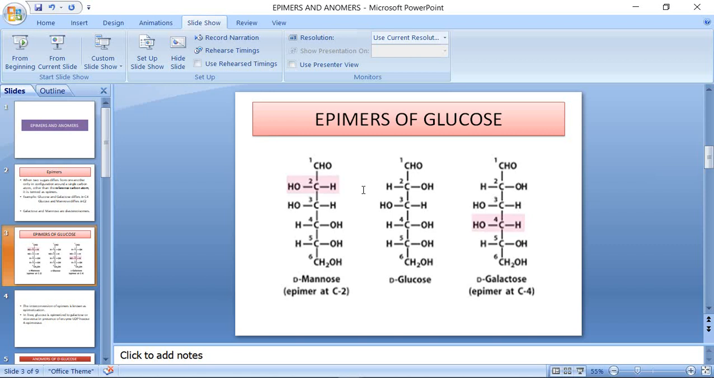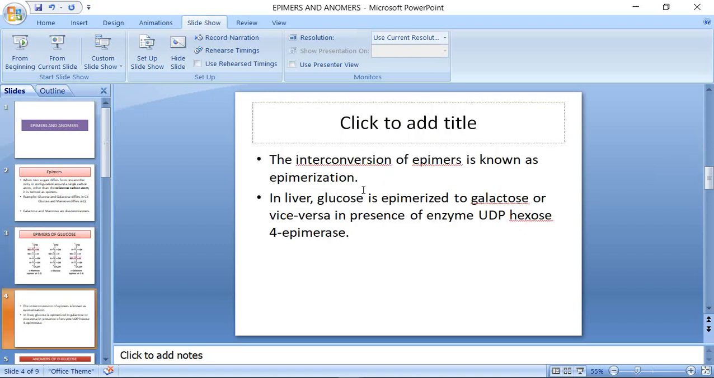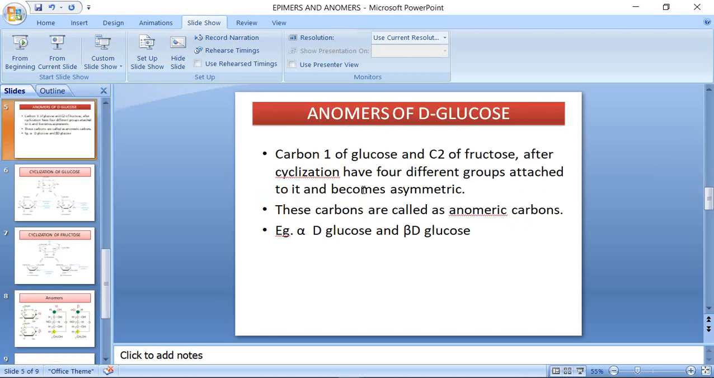The same way you check for glucose and galactose, they both differ in the 4th carbon atom. Hence, glucose and galactose are called as epimers. Whereas, galactose and mannose are said to be diastereoisomers. The interconversion of epimers is known as epimerization. In liver it takes place. Glucose gets epimerized to galactose or vice versa in the presence of the enzyme called UDP hexose epimerase.